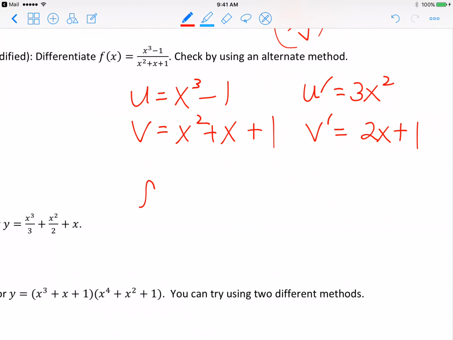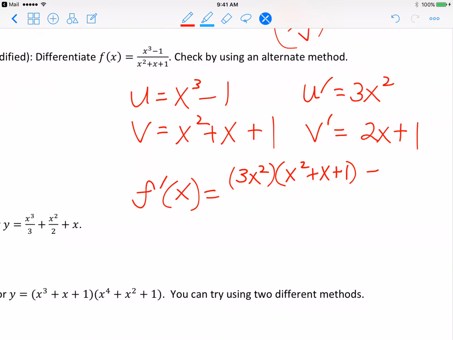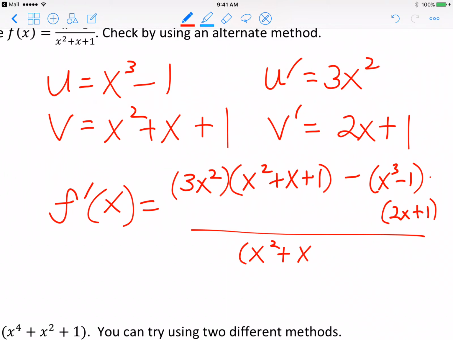So f prime of x, formally speaking, would be u prime. So that would be du dx, or 3x squared in this case, times the v, which is x squared plus x plus 1, minus, not plus, unlike the product rule, minus u v prime. So that will be x to the third power minus 1 times 2x plus 1, all over v squared, which is x squared plus x plus 1, and then that trinomial squared.